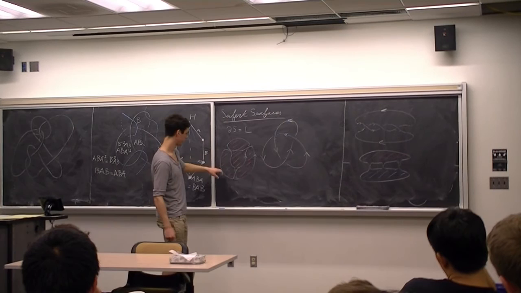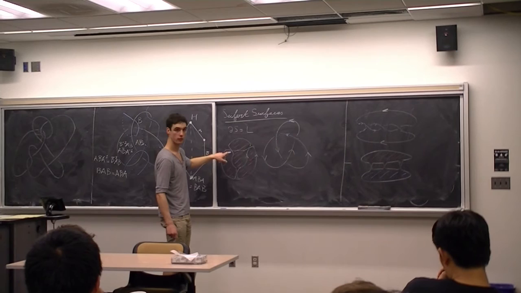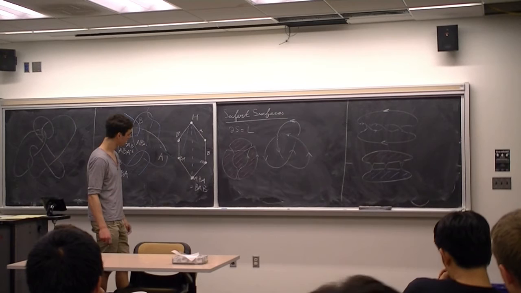What are the four bits? So when you have one strand crossing over another, that sort of divides the blackboard into four regions, and you're drawing a piece of the surface in three of those regions, and I'm not sure I see how that's physically possible.